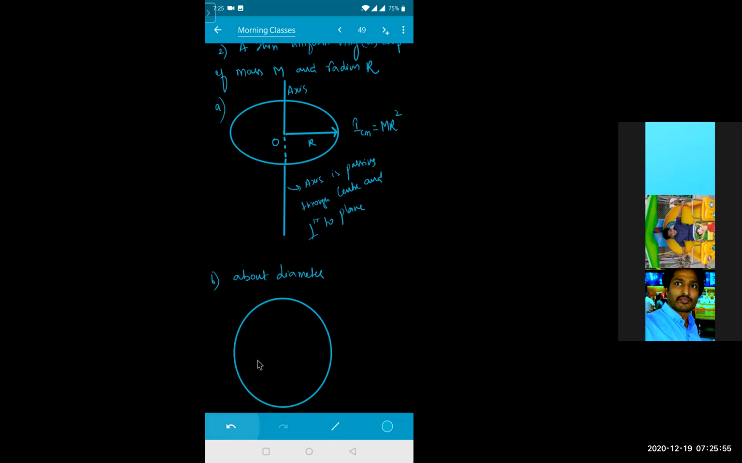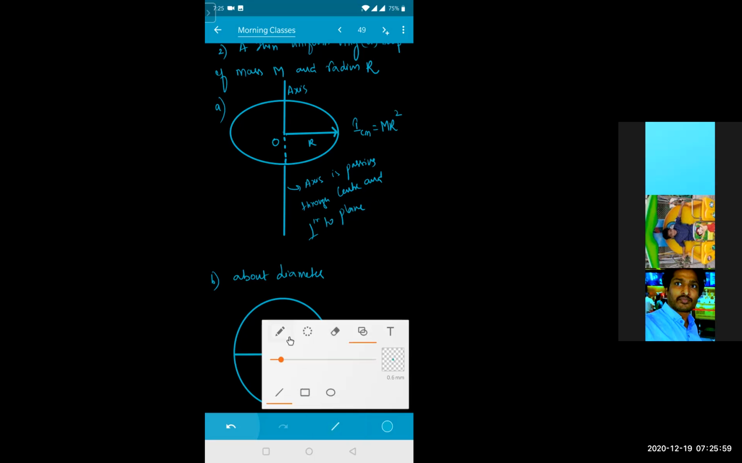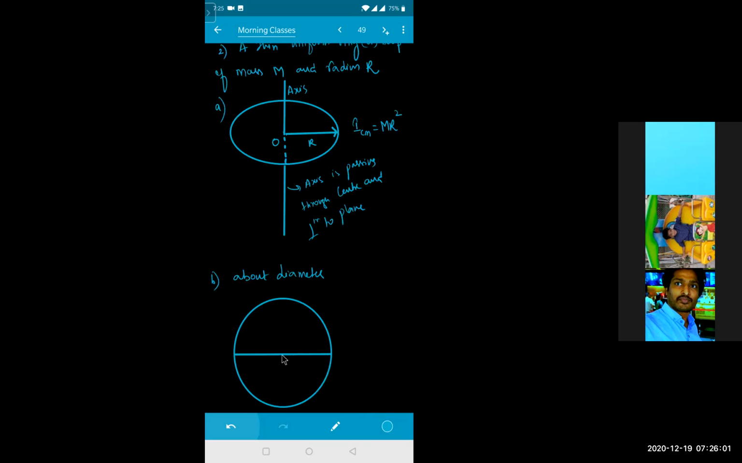Okay, this one is your diameter, total from here to here. If it is passing through the center, like say this is your point O, the moment of inertia about your diameter will be equal to half of the one above, MR square by 2. Or else I can write Id is equal to Iz by 2.